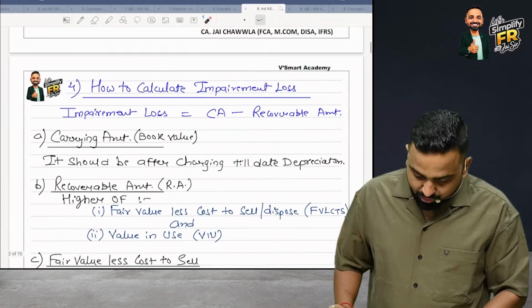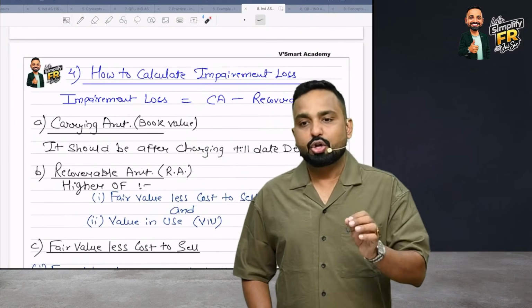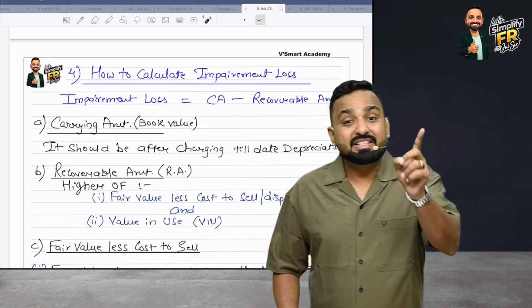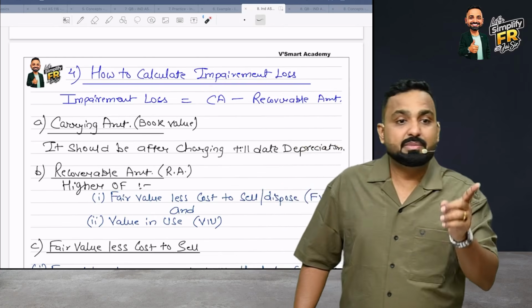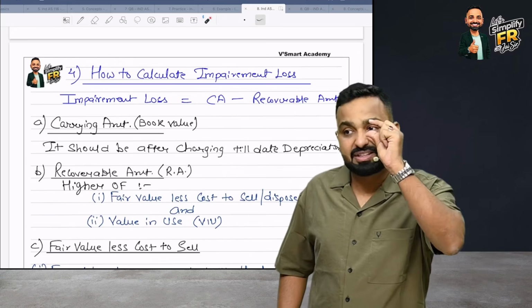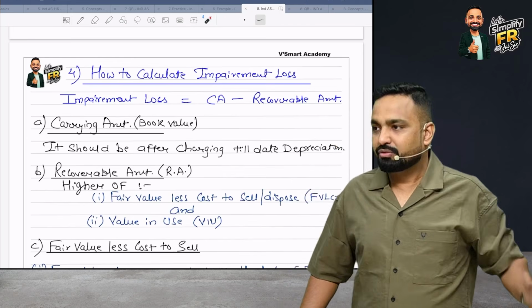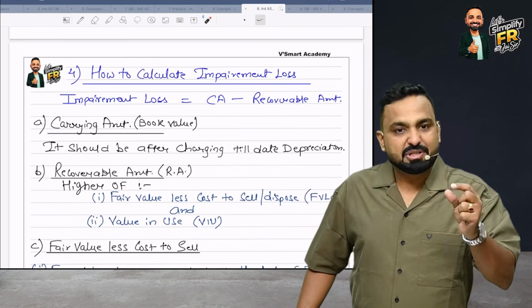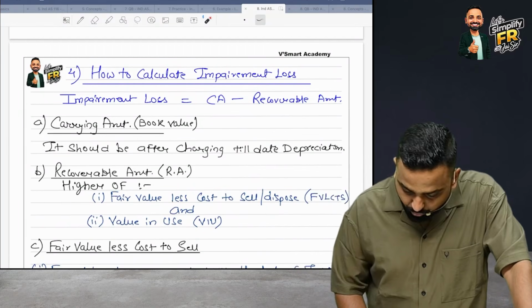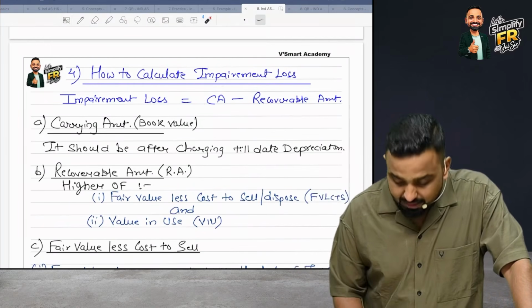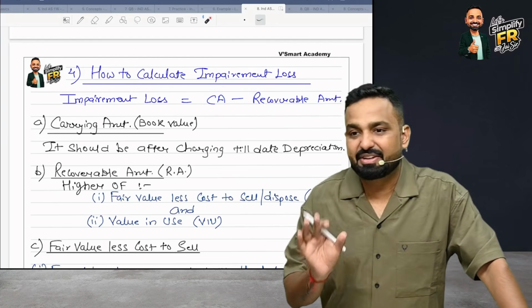Now, the main question: how to calculate impairment loss? I said impairment is a loss, not an expense. Depreciation is an expense, but impairment is a loss. Why loss? Because you can't recover that much value from the asset from now onwards. That value you are reducing, you are not able to recover now. So, what is the formula? Carrying amount minus recoverable amount of the asset.